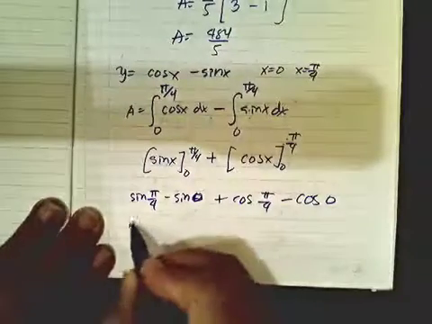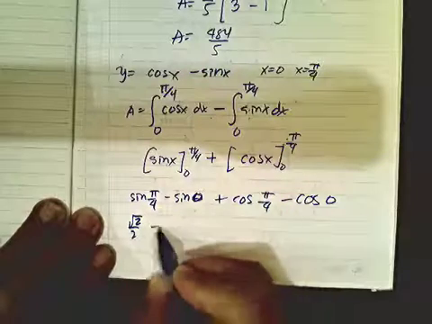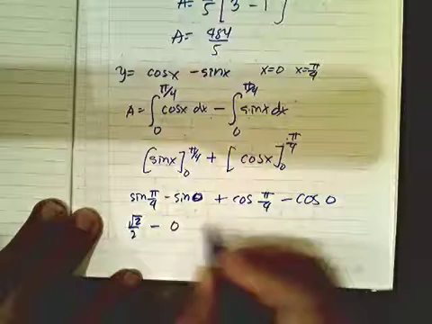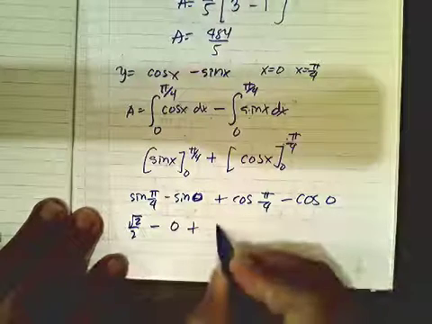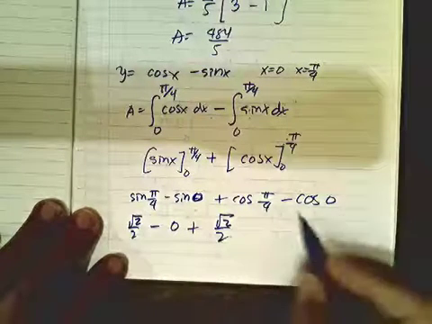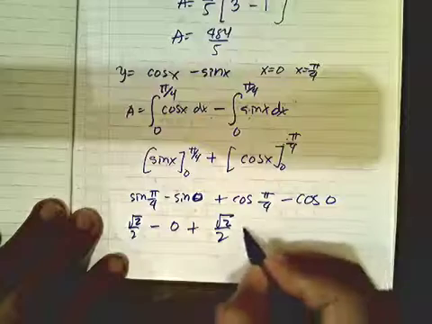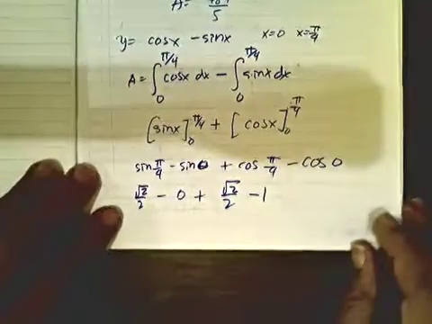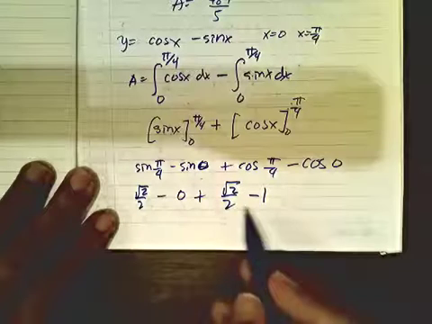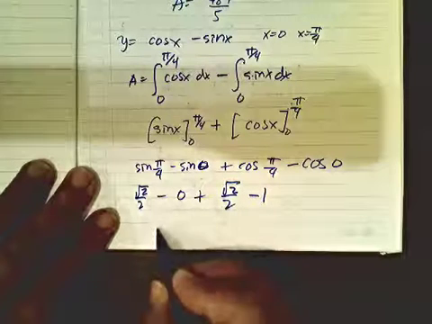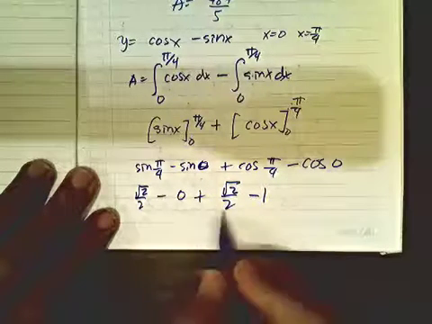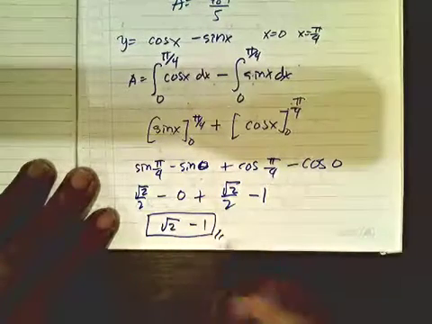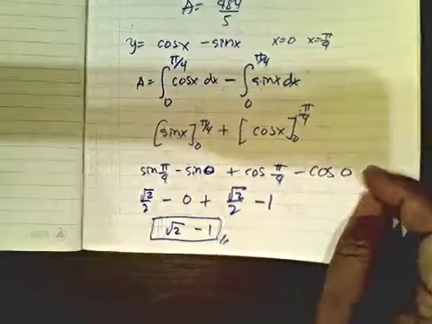Sine pi over 4 is the square root of 2 over 2. Sine of 0 is equal to 0. Plus cosine pi over 4 is the square root of 2 over 2. Minus cosine of 0 is minus 1. So this one gives you now, let's write our answer in simplest terms, 2 square root of 2 over 2, or square root of 2 minus 1. So this is our answer.